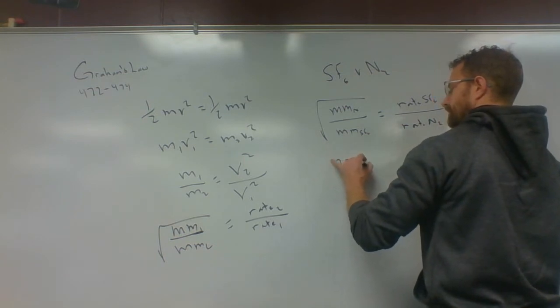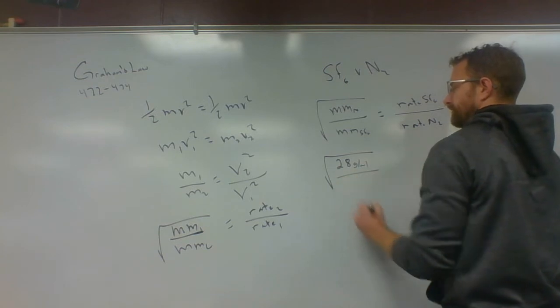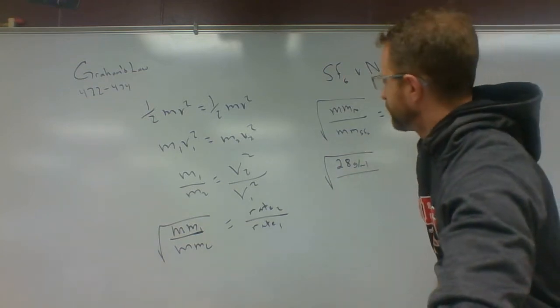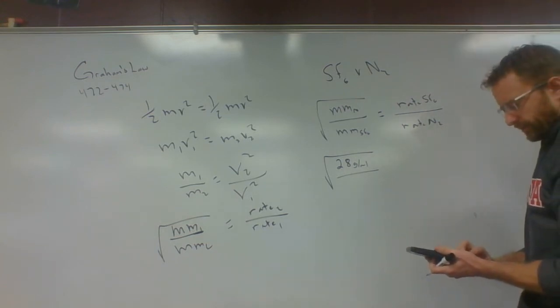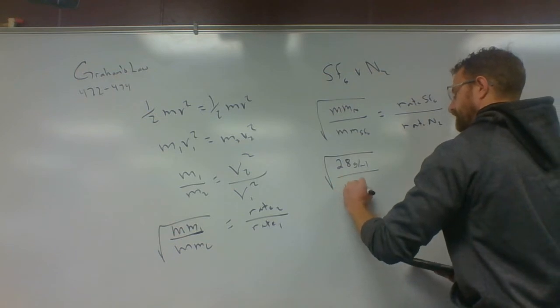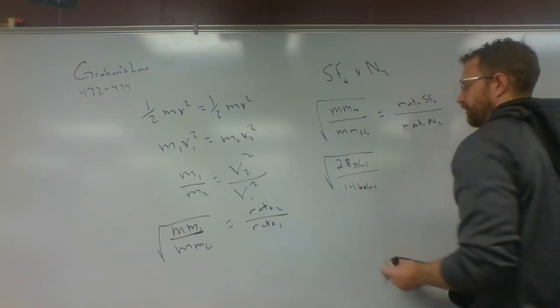Just using round numbers is good enough here. Divided by the molar mass of sulfur hexafluoride. It'd be good to pause me and figure that out for yourself. But sulfur hexafluoride: 32 plus 19 times 6 gives us 146 grams per mole for our sulfur hexafluoride.